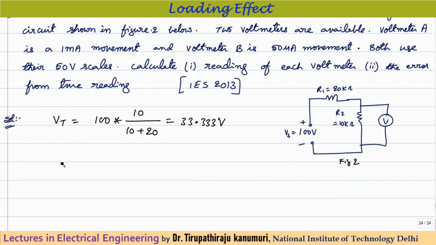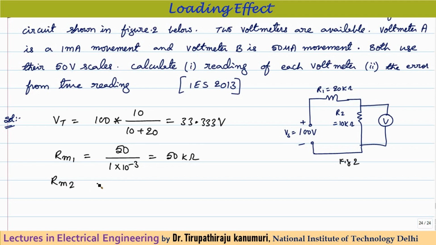Before proceeding, let us calculate the resistance of each instrument. The resistance of meter 1, which I represent by RM1, will be equal to: for measuring 50 volts, it is drawing a current of 1 milliampere, that is 1 into 10 to the power of minus 3. Voltage divided by current is resistance, so 50, the full scale reading, divided by 1 into 10 to the power of minus 3 gives 50 kilo ohms.